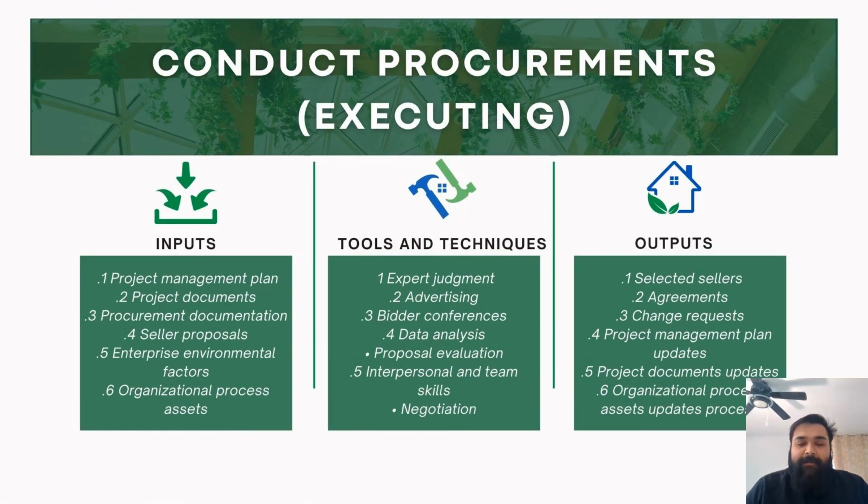Conduct procurement is a process which is divided into three parts. First is getting responses from the sellers. Second is selecting the seller, and third is awarding the contract to the seller. It happens on a periodic basis as per the needs of the project. It has been divided into three components: inputs, tools and techniques, and outputs.